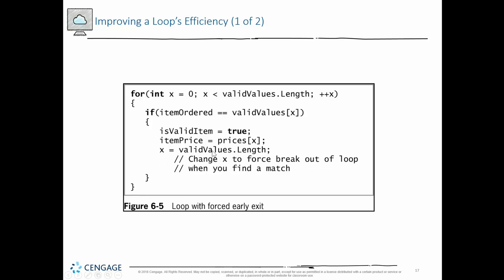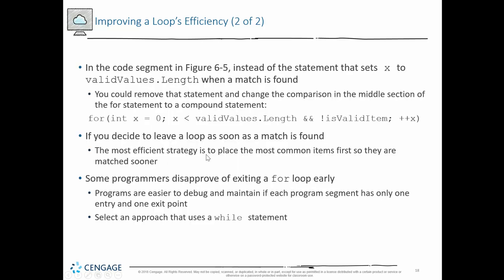All right, there'll be other ways that you can exit a loop also, and we'll talk about those later. If you decide to leave a loop as soon as a match is found, the most efficient strategy is to place the most common items first, so you match them sooner. Like the example I gave you before, if you imagine that 70% of the people in a four-year institution were freshmen, I should check for freshmen first.